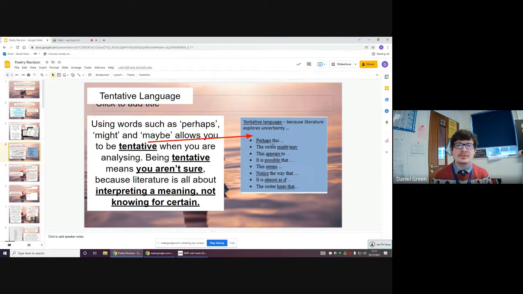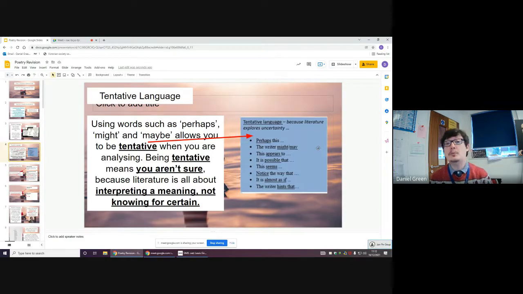So for example, saying things like perhaps this or the writer may have done this shows that you aren't 100% sure. And as I say to my classes all the time, you cannot be 100% sure when analysing poetry. You can't say you definitely believe something because you don't know. You don't know the poet's thoughts. You don't know their intentions behind the poem. So you can't be definite. You have to be tentative and you have to think about it from the perspective of someone who might not have any prior knowledge of the poet or the poem itself.